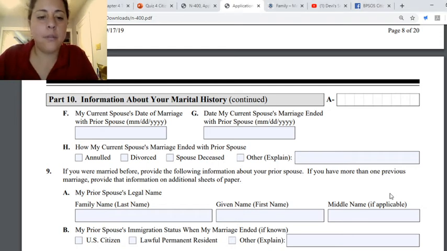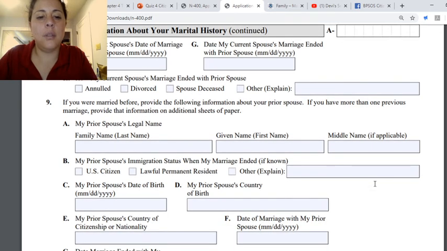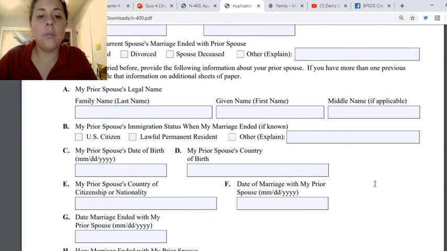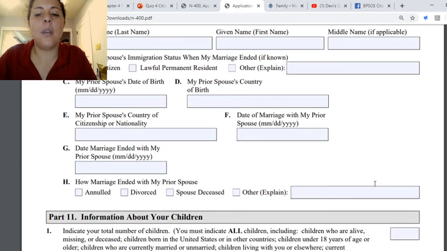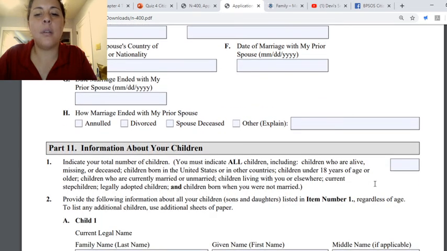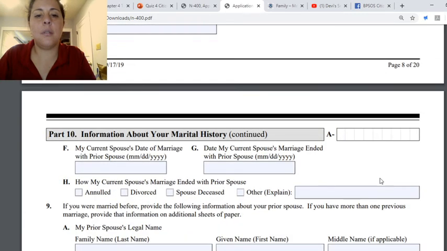So you have date of marriage, date marriage ended, how did it end? Annulled, divorced, deceased. Then if you were married before, provide the following information about your prior spouse. Prior spouse legal name, last name, first name, middle name, immigration status, date of birth, country of birth, country of citizenship, date the marriage began, date marriage ended, and how did the marriage end. Annulled, canceled, divorced, spouse deceased.